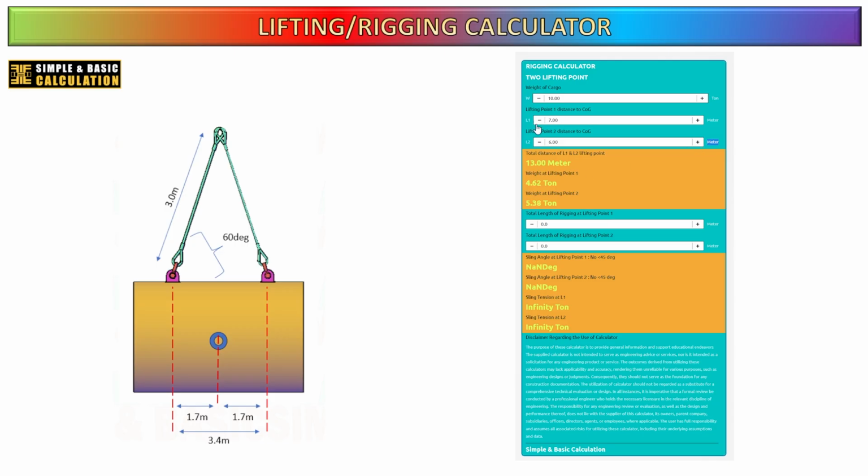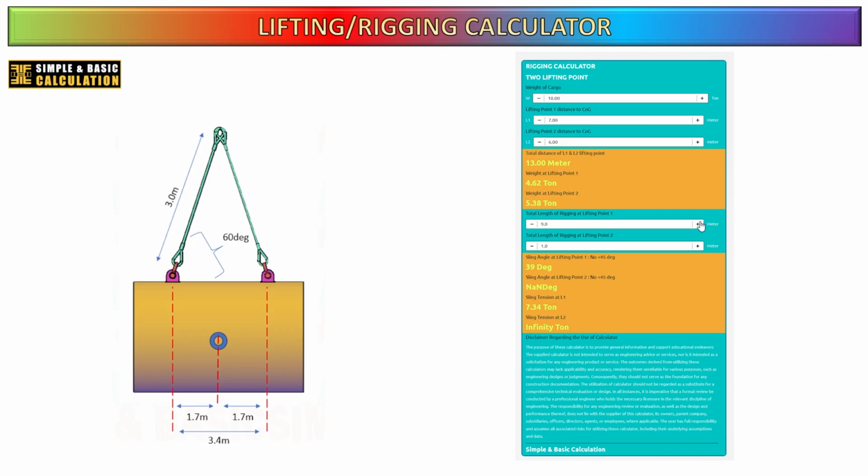Step 2. Define the horizontal distance between lifting points. The span is used to compute sling angle and vertical load path. Step 3. Enter sling lengths. If both slings are equal, the system automatically balances load distribution. If the slings have different lengths, the calculator adjusts the load to reflect realistic tension differences.